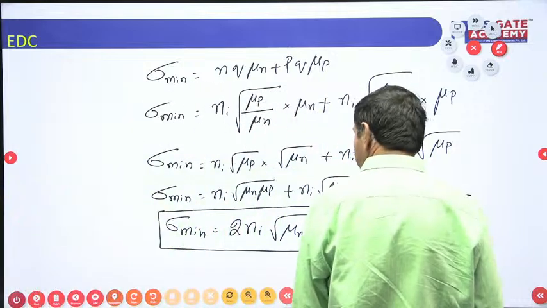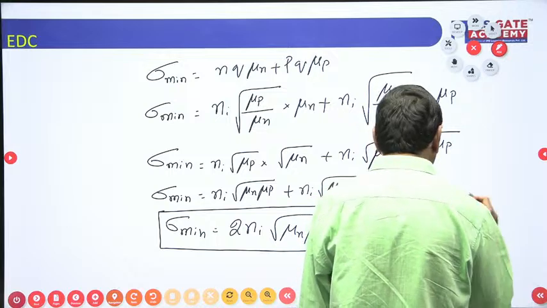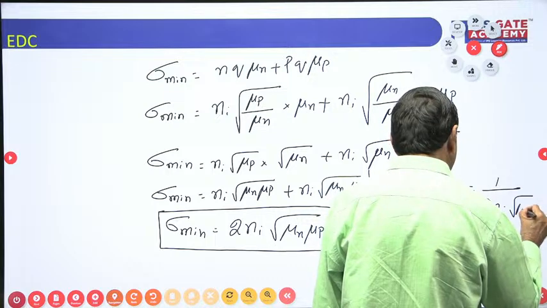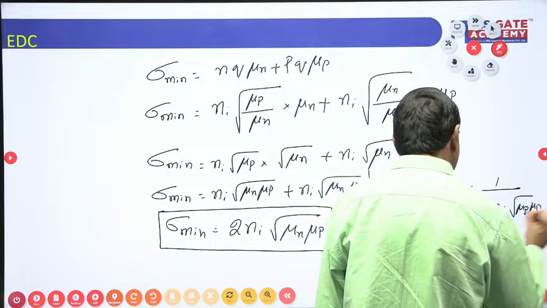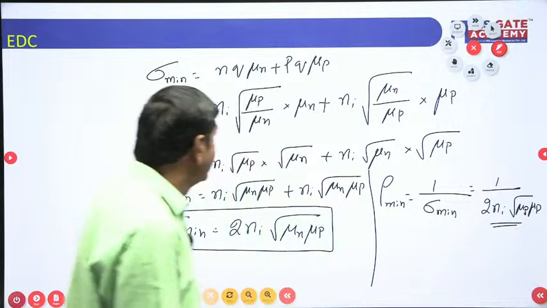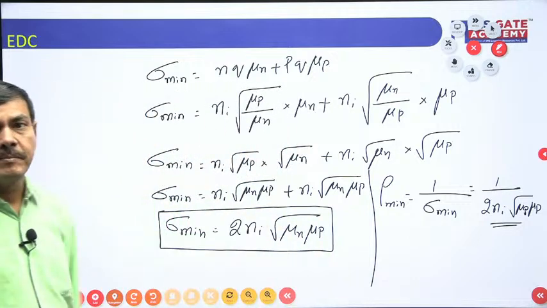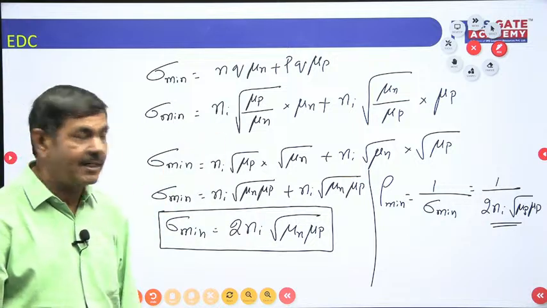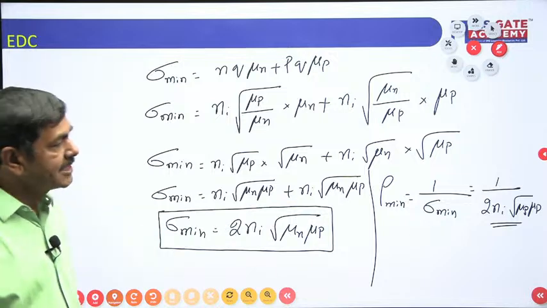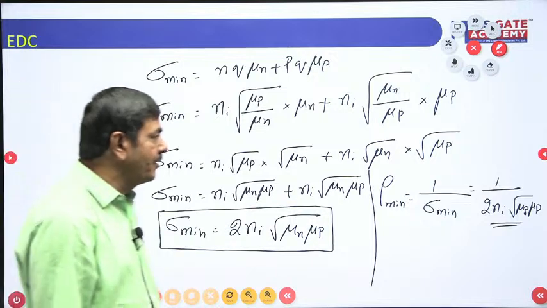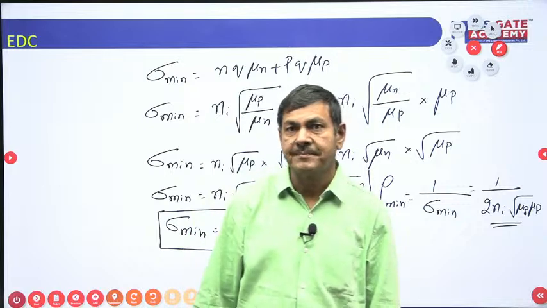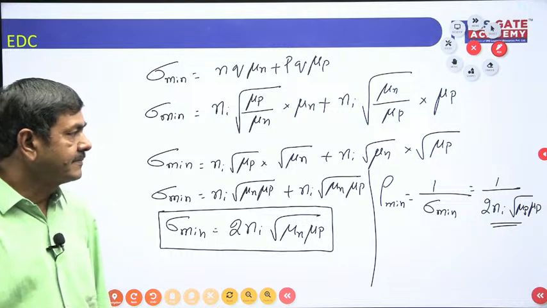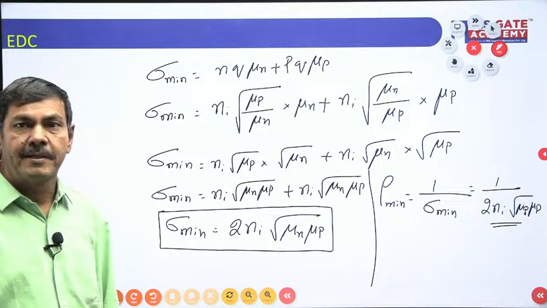What we can do now? 1 by 2 ni root of mu n mu p we can put here. Yes, that formula you can use. Like that, calculation will be done. Understand now? Any value you can determine by using these conditions only. Conductivity, minimum resistivity, I explained now. Understand my point now? Anybody having any doubts?